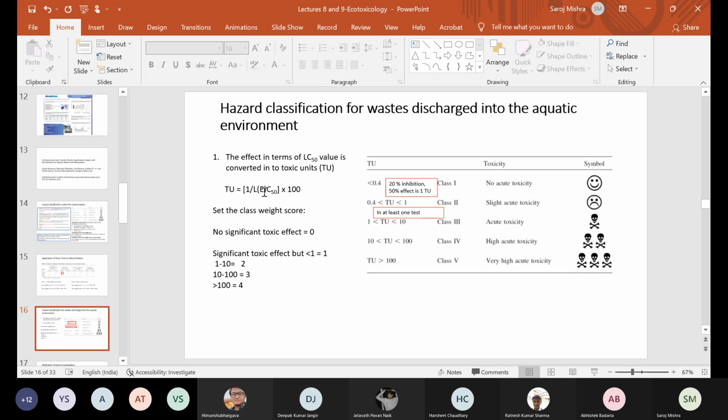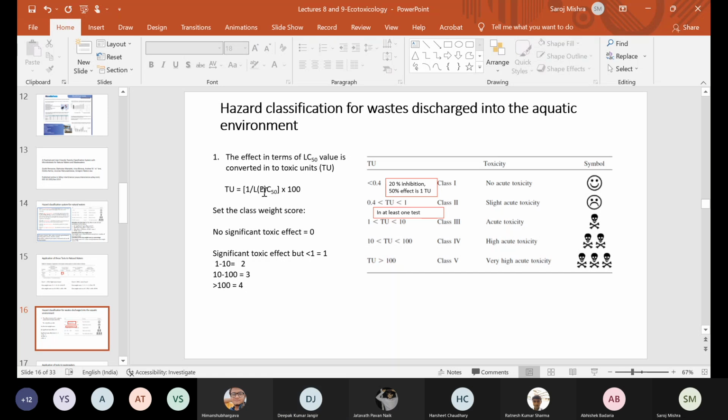Okay, ma'am. But so let's say you make a 1 in 100 dilution. Yes, ma'am. If you make a 1 in 100 dilution, that means the toxicity units are going to be 100. If you make a 1 in 1,000 dilution of that, then the toxicity value is going to be 1,000. Yes, ma'am. And obviously more. But if you have to make only a 1 in 10 dilution, then the toxicity value is going to be 10.